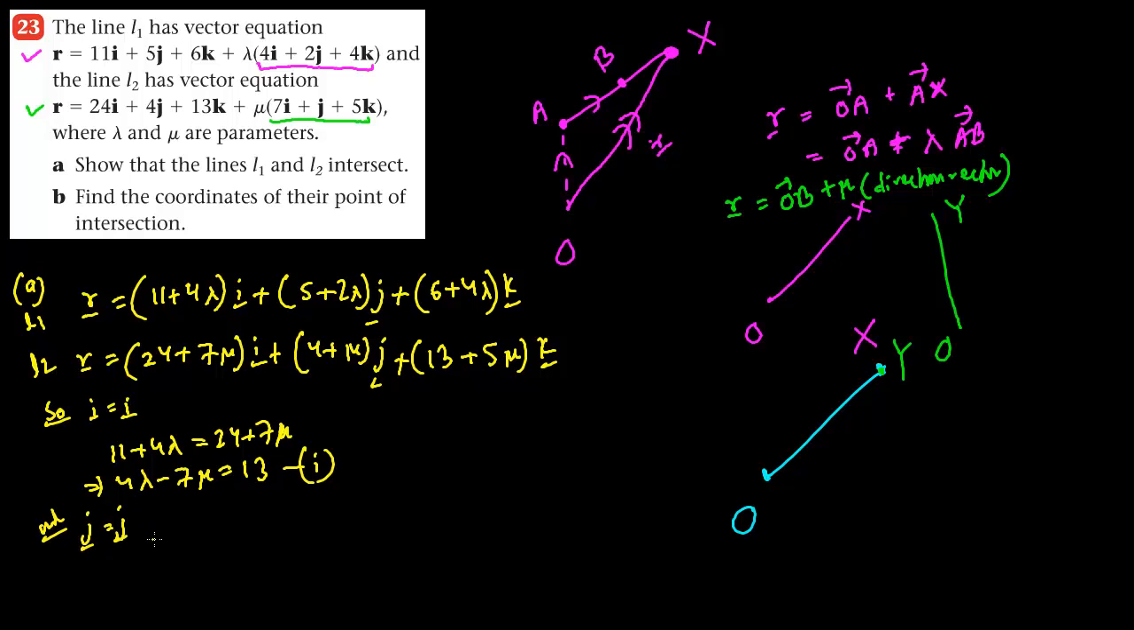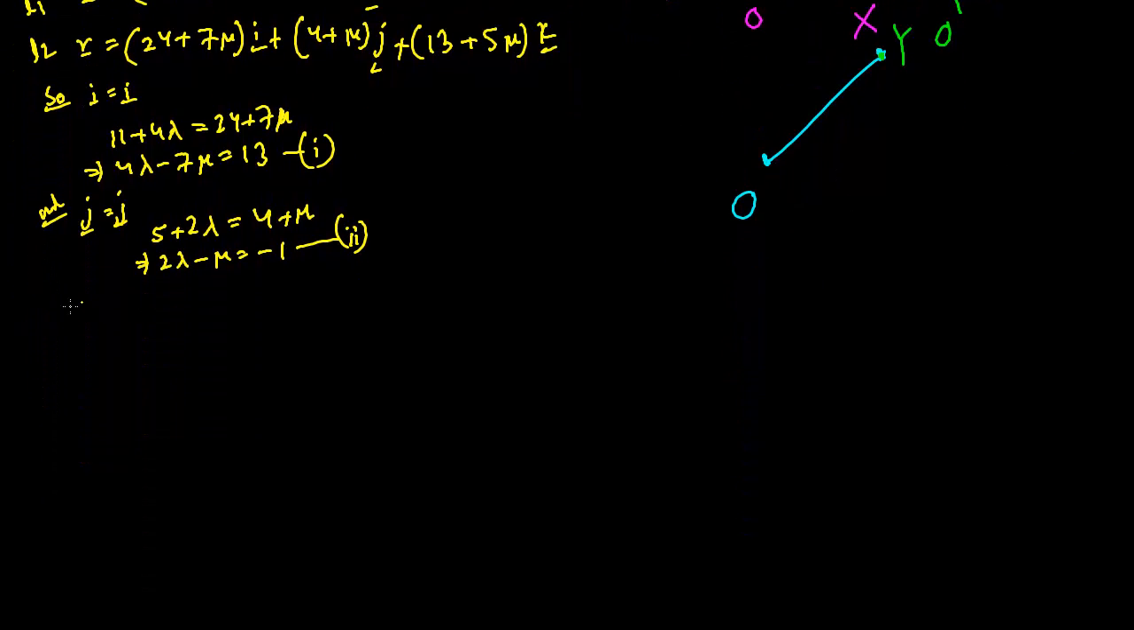So the second equation would be 5 plus 2 lambda equals 4 plus mu. So this turns out to be 2 lambda minus mu equals 4 minus 5, which is minus 1. This is equation 2. And we can also take the third equation, but we don't need that in order to solve lambda and mu. So we can solve it.